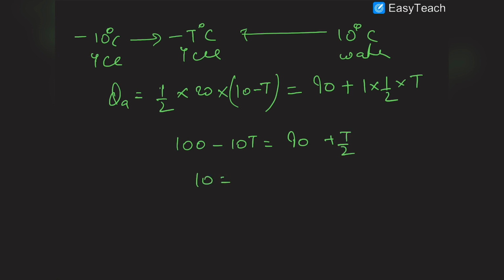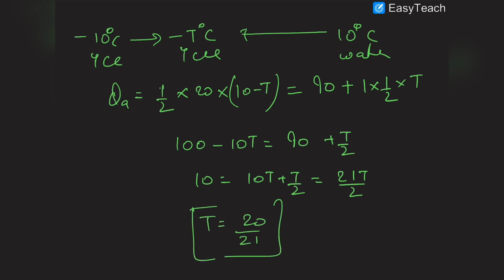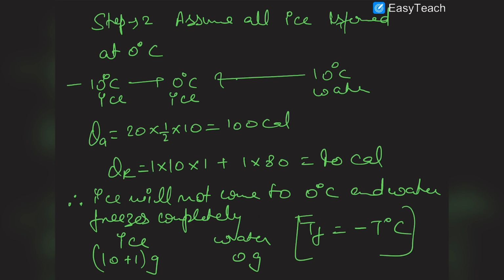So 10 is equal to 10T plus T by 2. So you can see that it is equal to 21T by 2. So T will be equal to 20 by 21, T mod. So we can say that T final will be equal to minus 20 by 21 degree Celsius, which is approximately minus 1 degree Celsius around. So this would be the final temperature of the mixture, and final composition I have already written in this case.